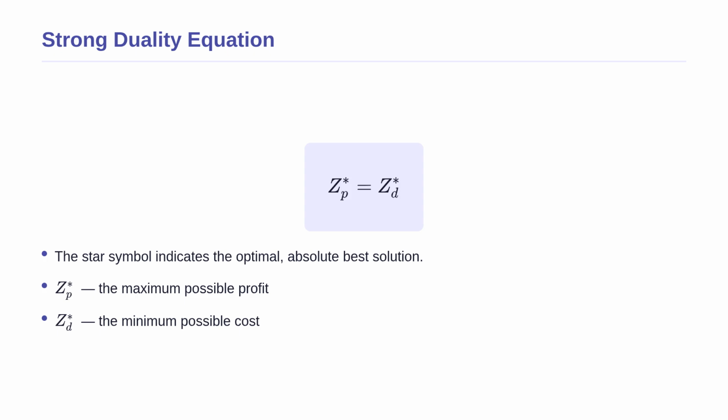Z_P star is the maximum possible profit and Z_D star is the minimum possible cost. When you reach the peak of the primal problem, you are simultaneously at the lowest point of the dual problem. If one variable increases to its absolute limit, the other decreases to meet it perfectly. This equation is the heart of duality, proving that both paths lead to the exact same destination.